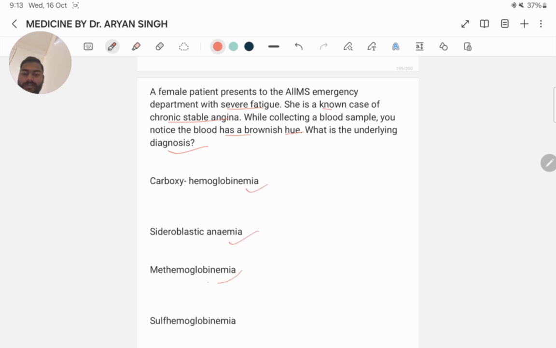Carboxyhemoglobinemia, sideroblastic anemia, and methemoglobinemia; methemoglobinemia is the answer. The underlying diagnosis in this case is methemoglobinemia, a condition in which there is an increased level of methemoglobin, a form of hemoglobin that is unable to bind and transport oxygen effectively. The blood sample has a characteristic brownish hue on examination. As the patient is a known case of chronic stable angina, it is likely that she is on nitrates, and methemoglobinemia is a side effect of nitrates.